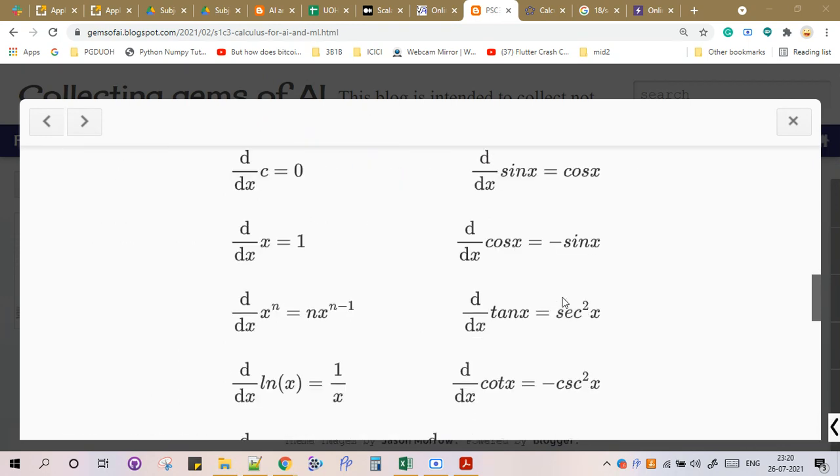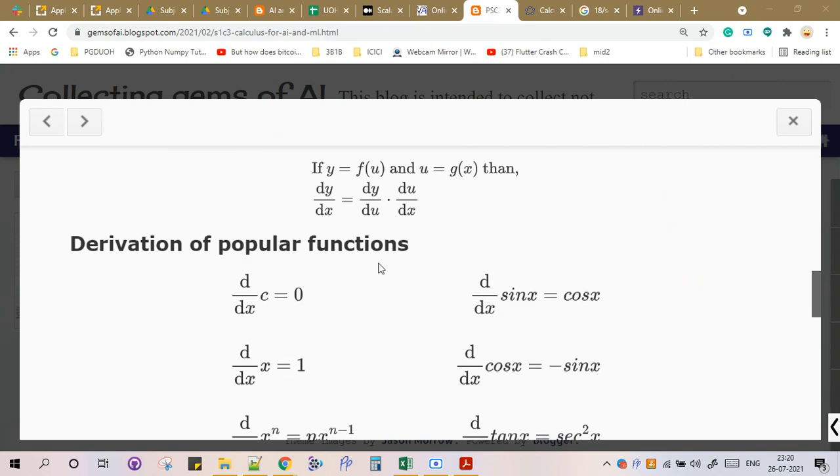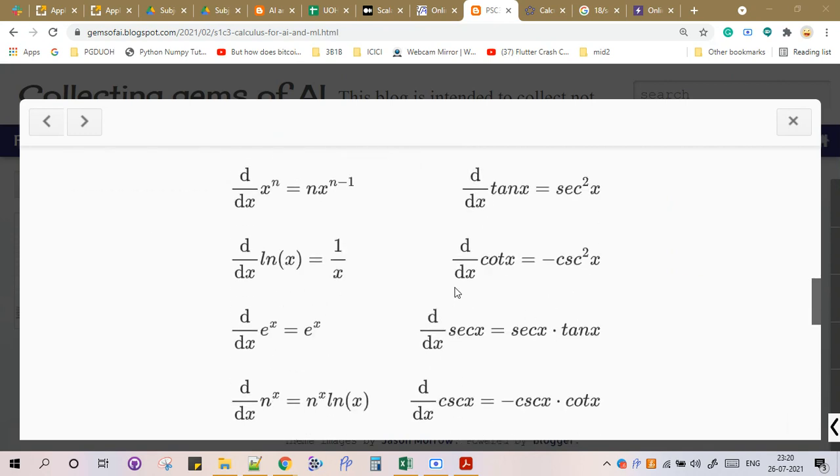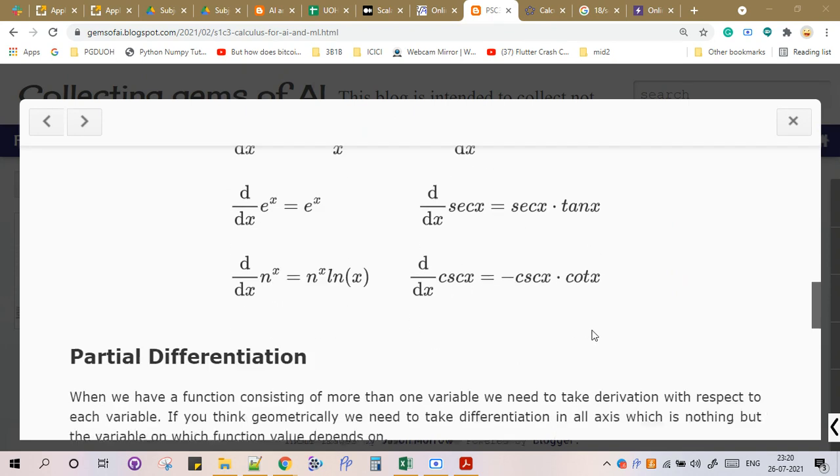It is 11:20 already. And the derivatives of some popular functions: constant is 0, x is 1, like this. Log is 1 by x, yes.